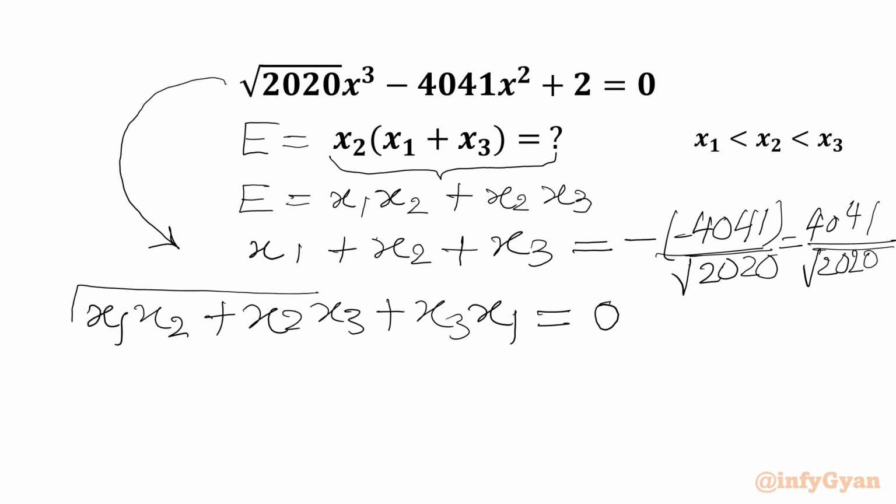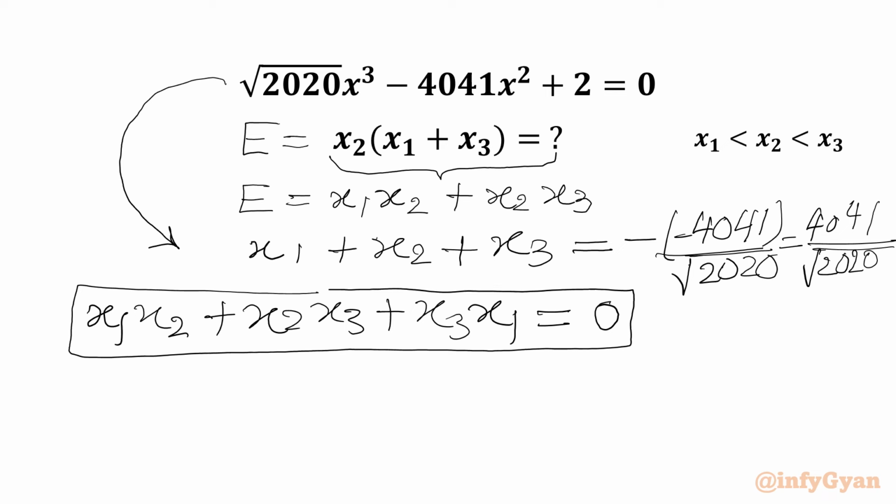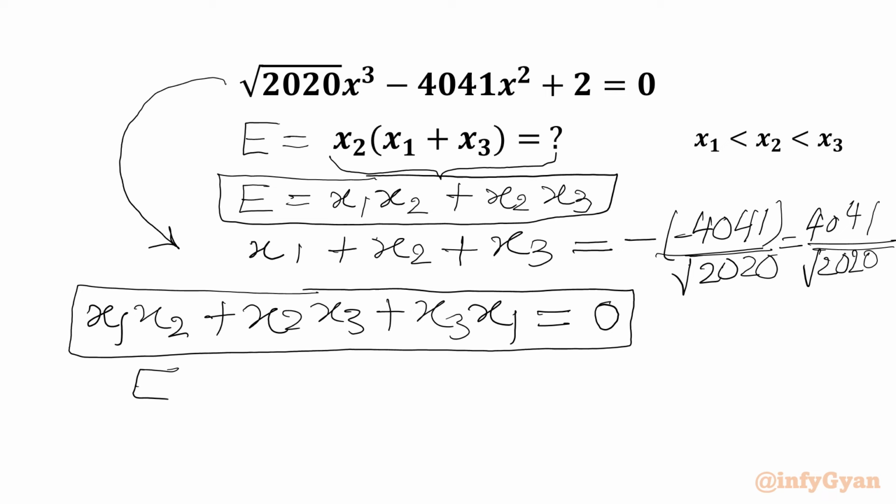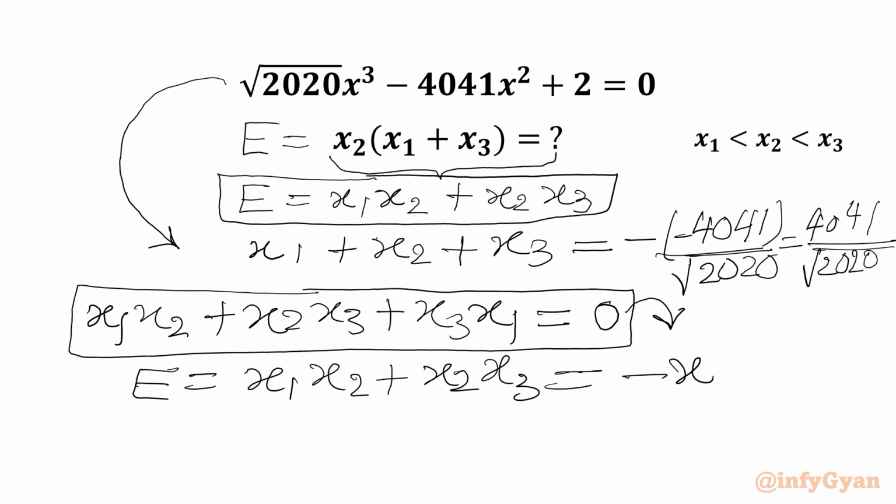And I will use this equation, as our required expression is x1 x2 plus x2 x3. So we can calculate E equal to x1 x2 plus x2 x3. This will be equal to, from this equation, minus x1 x3. So we are going to consider the product of the smallest and largest root of this cubic equation with a minus sign. So let's solve this cubic first.